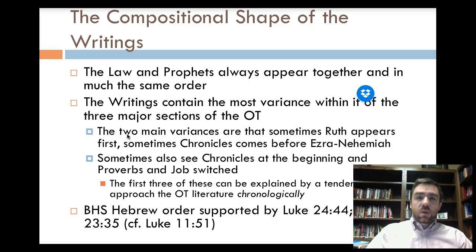However, the order that we're going to talk about is supported by the New Testament, specifically by Luke 24 and Matthew 23, also Luke 16, Luke 11. Here, Jesus refers to the order that we're going to look at, and the Matthew 23 passage specifically refers to Chronicles being at the end. There Jesus says all the prophets from Abel to Zechariah, and the Zechariah he's referencing is the Zechariah in Chronicles. So he seems to be making a statement about the whole Bible, and he uses Genesis and Chronicles as beginning and end.